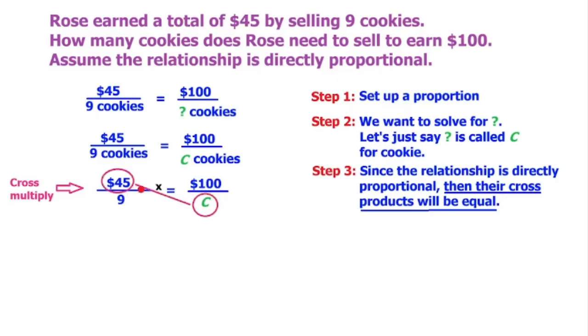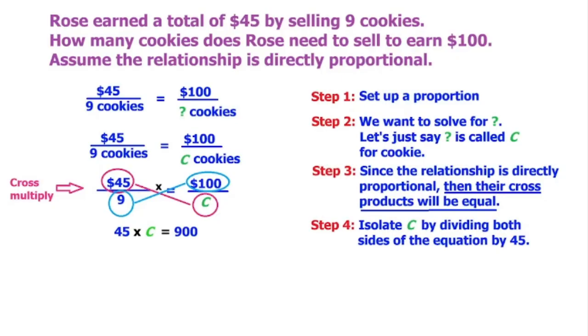So we'll cross multiply these two and it'll be 45 times C. And then the next thing we cross multiply is these two. 9 times 100 is going to give us 900. So this is now our equation. We've just kind of rewritten this to look like this.